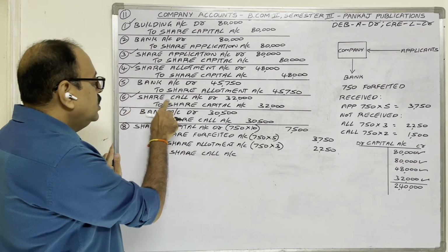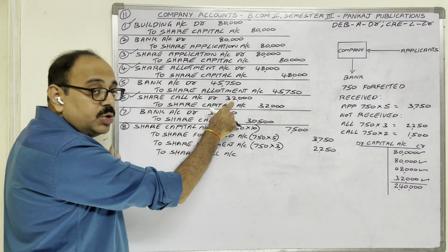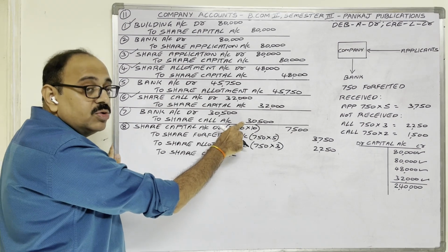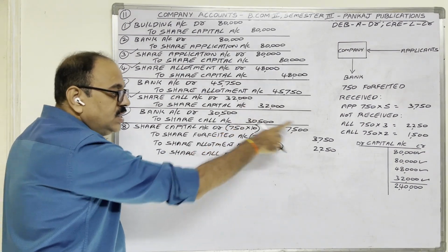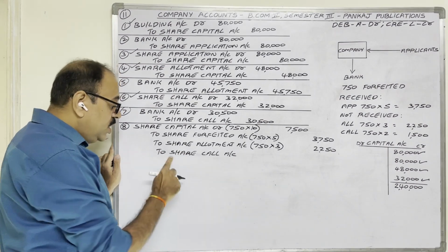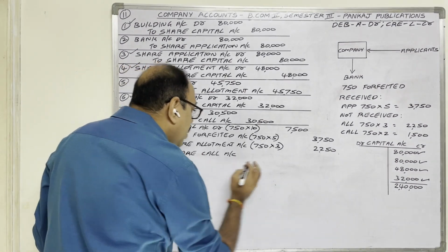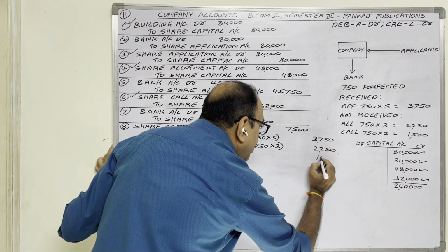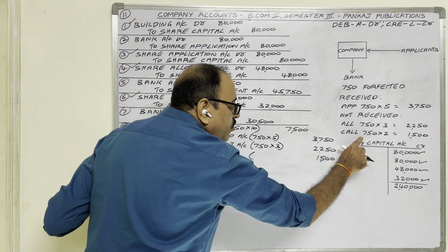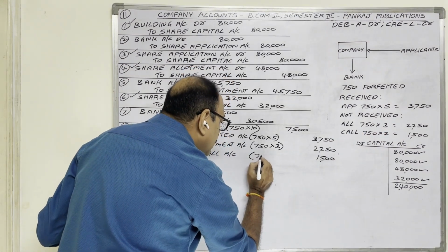To share call account. Observe sixth entry, share call account is debited with 32,000. In seventh entry, share call account is credited with 30,500. So the debit balance is 1,500 rupees now. Now that debit balance we are cancelling. Therefore, to share call account 1,500 rupees. Calculation, 750 shares at the rate of 2 rupees each.